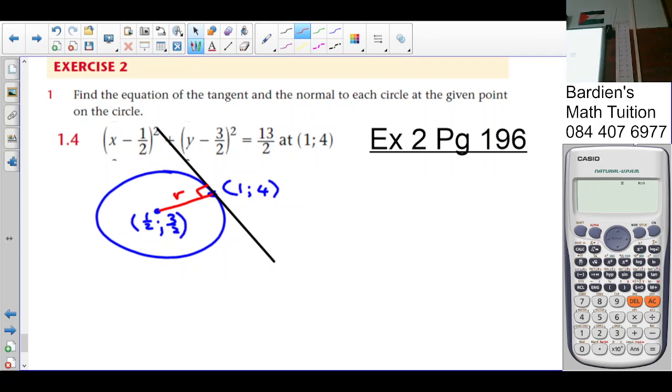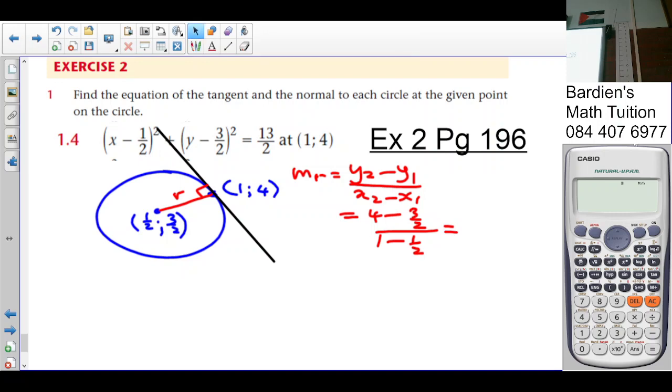We have to first work out the gradient of the radius, and we know the gradient of the radius times the gradient of the tangent is equal to -1. So let's work out the gradient of the radius. It's going to be y2 minus y1 over x2 minus x1. So it's 4 minus 3/2 over 1 minus a half. Let's put that in the calculator. It gives you 5. All okay with that?